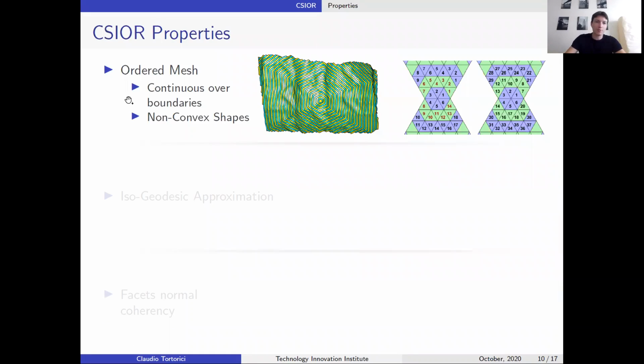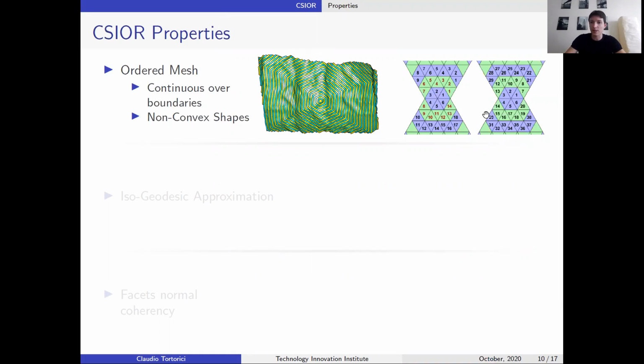But let's look at the properties and applications of this algorithm. As I said, it provides an ordered mesh, but also this order continues over the original mesh boundaries, and it also works in the non-trivial case of non-convex shapes.